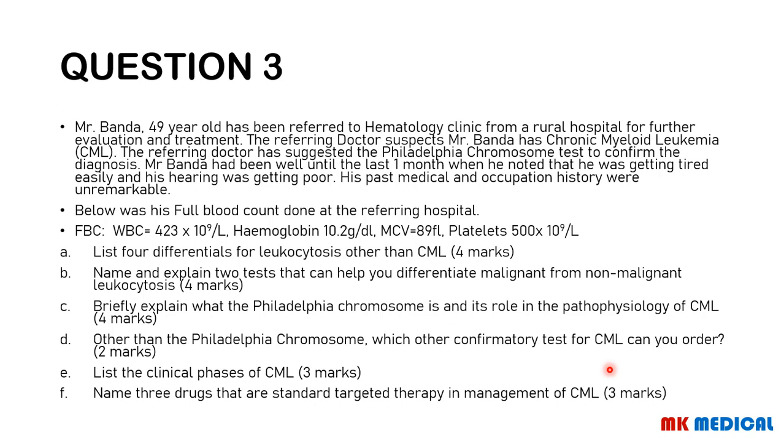List 4 differentials for leukocytosis other than CML. Name and explain 2 tests that can help you differentiate malignant from non-malignant leukocytosis. Briefly explain the Philadelphia chromosome, what the Philadelphia chromosome is, and its role in the pathophysiology of CML. Other than the Philadelphia chromosome, which other confirmatory test for CML can you order? List the clinical phases of CML. Name 3 drugs that are standard targeted therapy in management of CML.